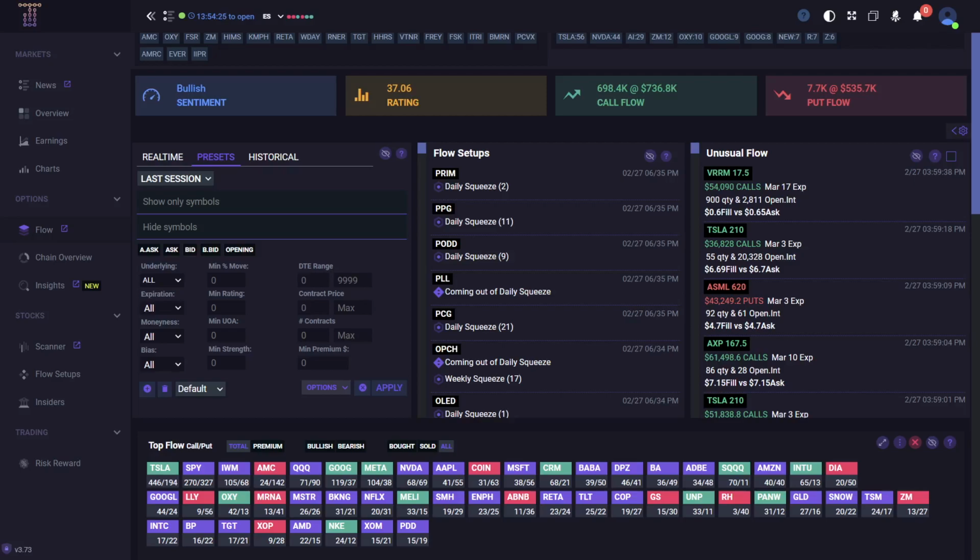So remember, option flow are large option orders that come in at one time. These could be large orders such as $20,000, $30,000, even over $100,000, and you can use this to give yourself a good conviction on whether the stock's going to go up or down.